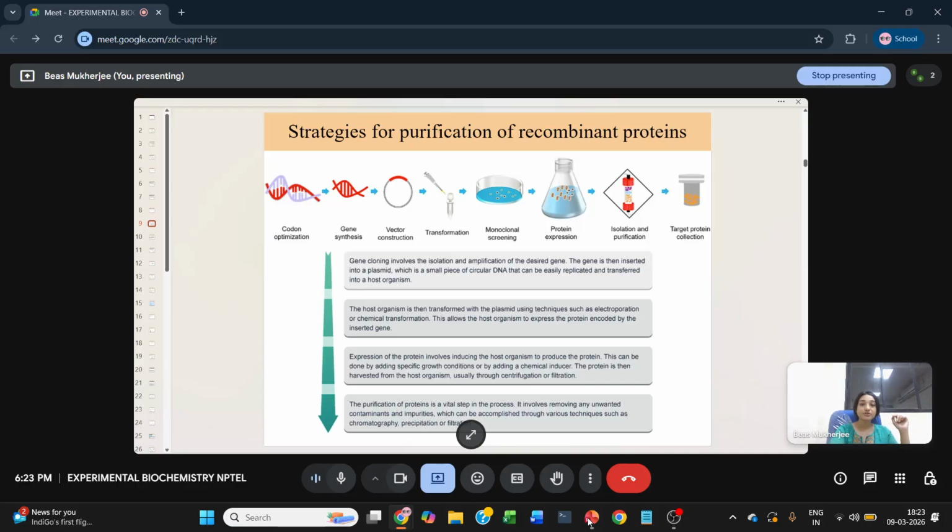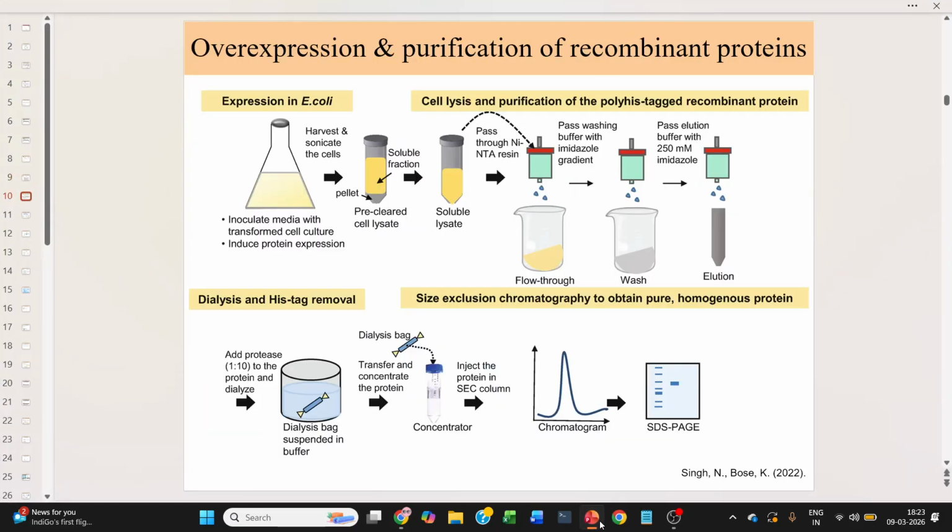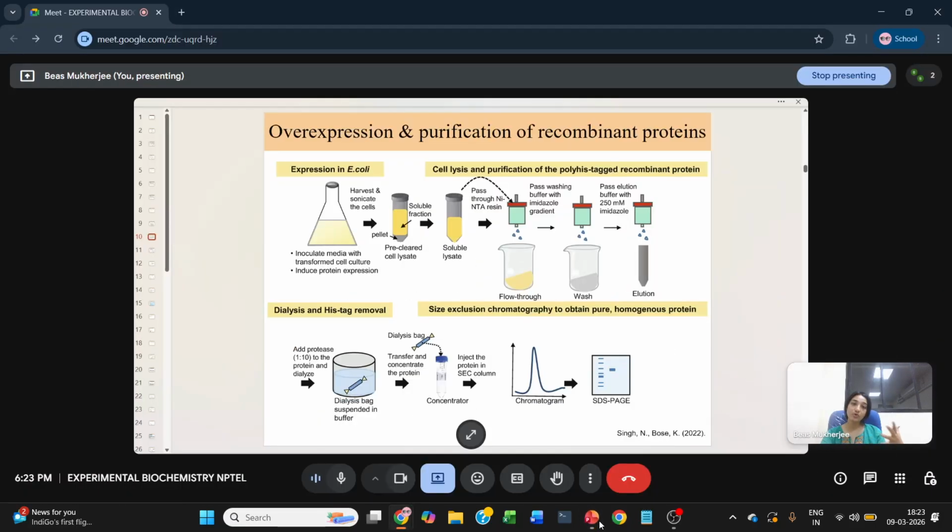Okay. Now, expression of the protein involves inducing the host. That is done. So the purification of the proteins is a vital step in the process. It involves removing any unwanted contaminants and impurities, which can be accomplished through various techniques such as chromatography, precipitation, and filtration. Okay, now the entire process of protein purification is discussed here.